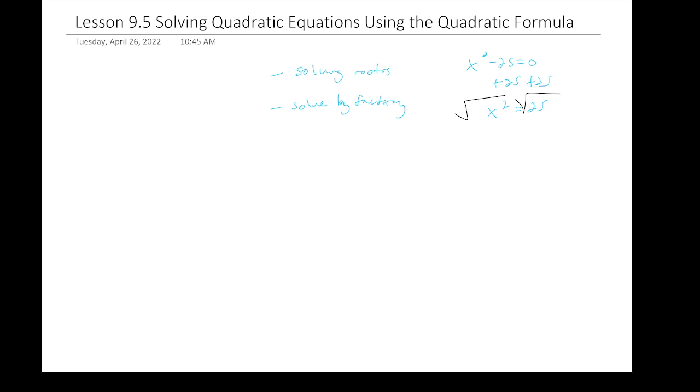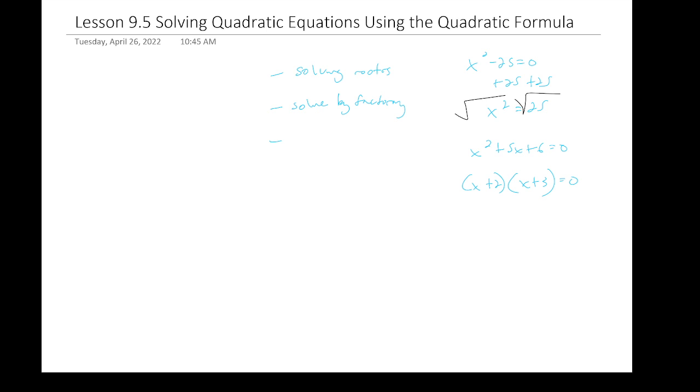Solving with roots and solving by factoring are pretty quick, except that there are limited ways to solve these. So for example, if we had x squared plus 5x plus 6 is equal to 0, right? We could factor it into two binomials, in this case x plus 2 and x plus 3 equal to 0, solving from there, and then we'll be good to go, okay? But what happens when we can't do that, right?